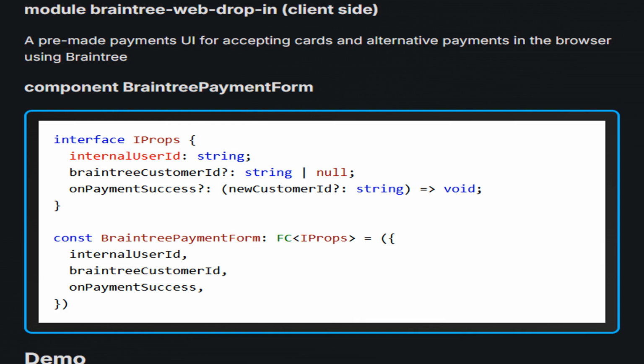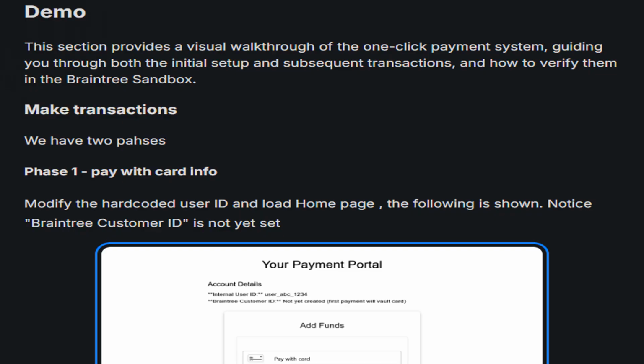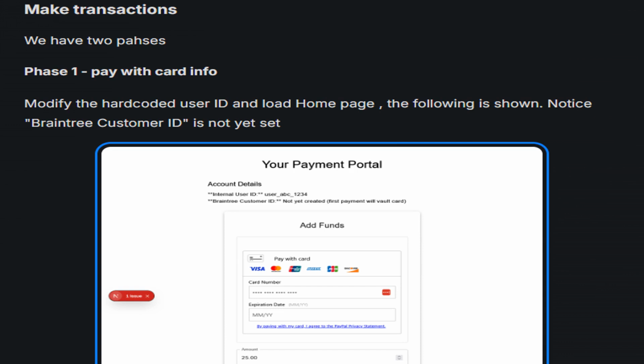The Braintree Web Drop-in module presents a pre-configured UI for card and alternative payment acceptances, simplifying client-side payment processing. The Braintree Payment Form component defines the prop structure for managing user interactions, ensuring that payment processing is tied to user accounts effectively. A walkthrough section providing visual guides for the one-click payment system's functionality, covering both initial setups and subsequent transactions. The two-phase transaction approach is reiterated in this section, focusing on user interactions during payment stages.